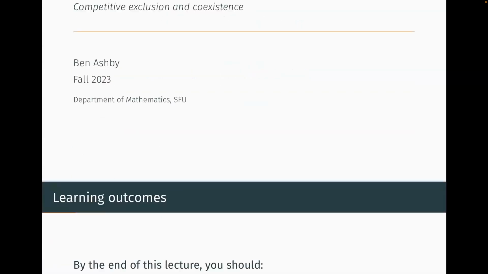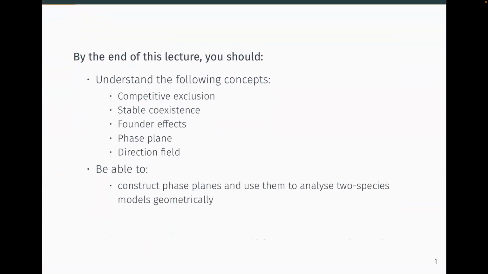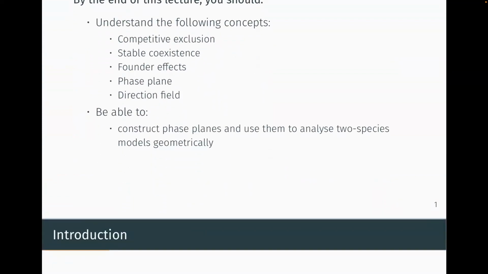Okay, I'll make a start. So today we are going to be thinking about these ideas of competitive exclusion, so where one species excludes another, and conversely, what happens and how can they stably coexist with each other. We'll talk a little bit about founder effects, so that's where your initial conditions affect your outcome, and then how we can analyze these systems geometrically using phase planes and direction fields.